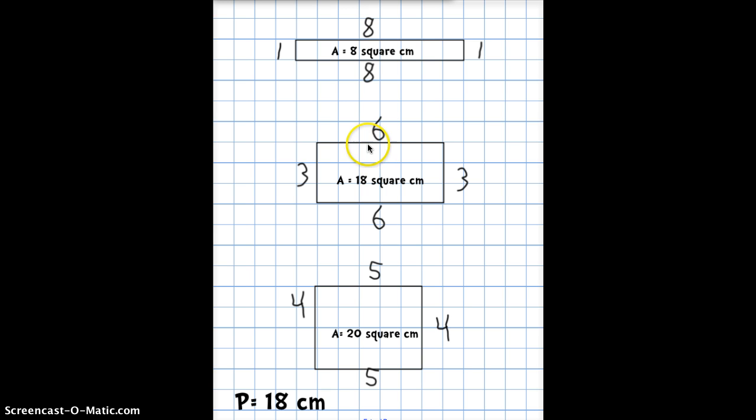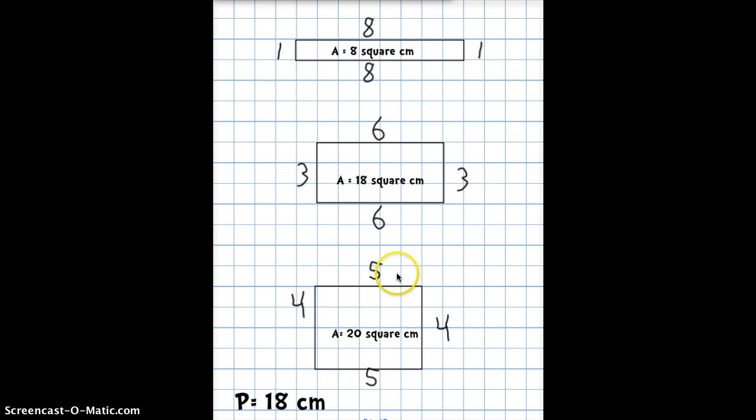If you take those same 18 centimeter perimeter, 6 plus 6 plus 3 plus 3 is 18, and you make it 3 centimeters long and 6 centimeters wide, you get an area of 18 square centimeters.